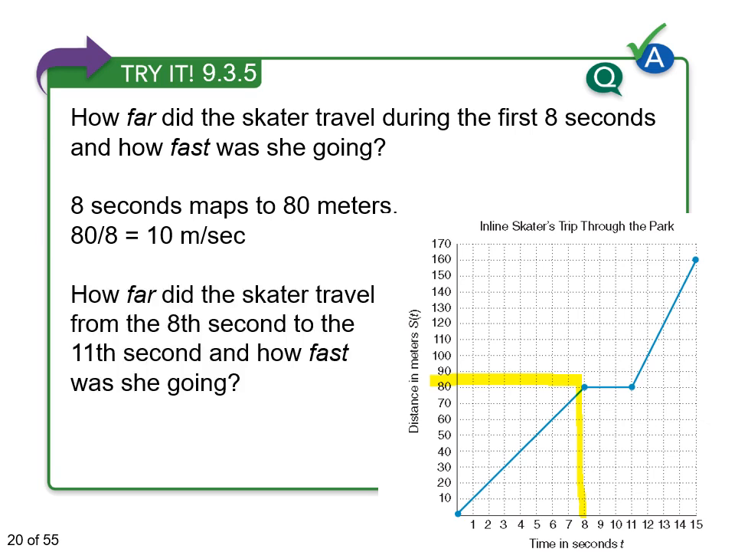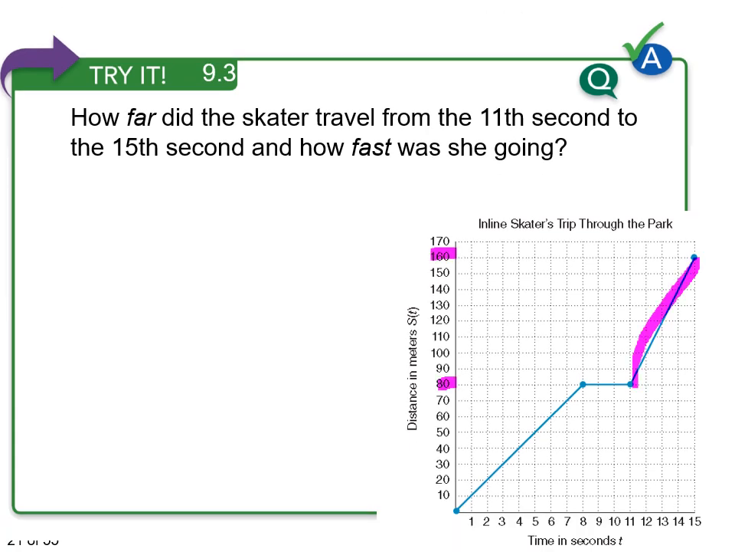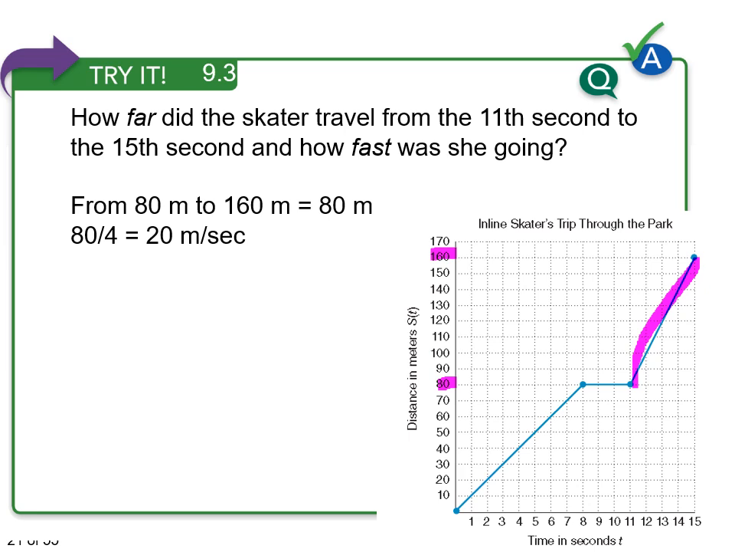How far did the skater travel from 8 seconds to 11 seconds, and how fast was she going? Well, she didn't go anywhere, and she wasn't going any speed for those 3 seconds. Okay, now for the last part, from 11 to 15 seconds, the skater went from 80 meters to 160 meters, which is a distance of 80 meters, divided by those 4 seconds is 20 meters per second.